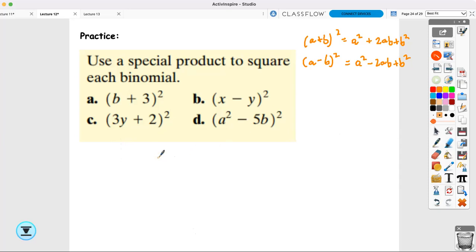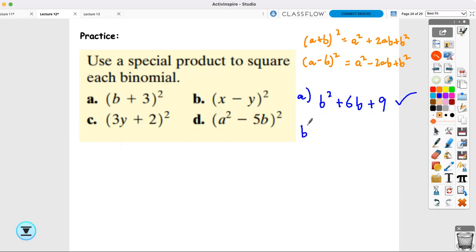So for A, we got B squared plus 6B plus 9, which is A squared, right? Times 2AB, which is 2 times 3 times B, which is 6B, B squared, 3 squared, which is 9. That is correct, everyone. Good job, good job.